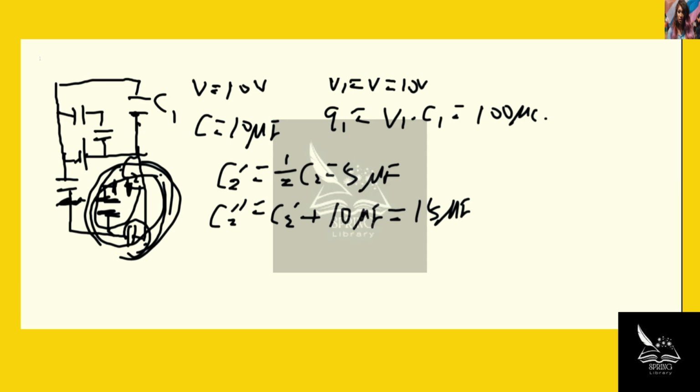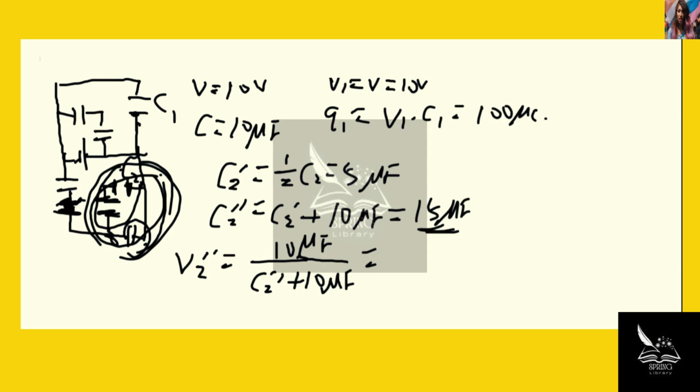So we can find out the voltage distribution of this whole part. Let's say this is V2 double prime, which equals C2 double prime over C2 double prime plus 10 microfarads. So this 10 microfarads comes from this one, okay? And the numerator will be 10 microfarads. So we have the value for C2 double prime, times V. So V is 10 volts, so this gives you 4 volts. So this is the voltage, the potential drop from this point to this point.